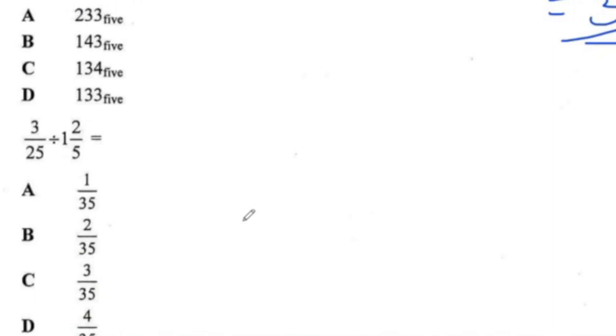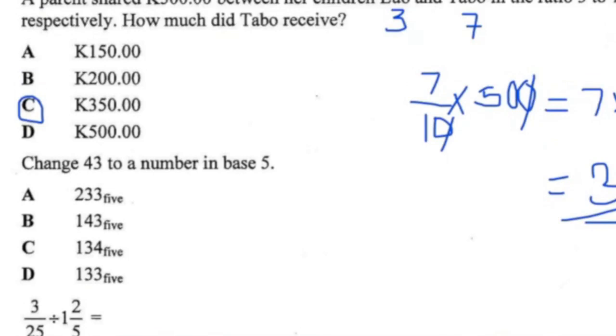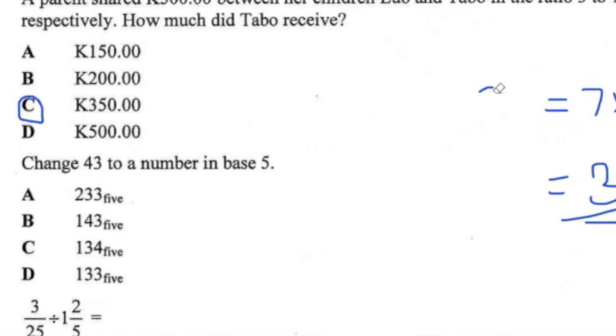So this one we asked to change this number in base C. In base 5, we convert 43 to a number in base 5. So what we're going to do here, first let me remove these writings. Okay, I hope you have understood. If you haven't understood, please, I'll be glad to respond to your questions.